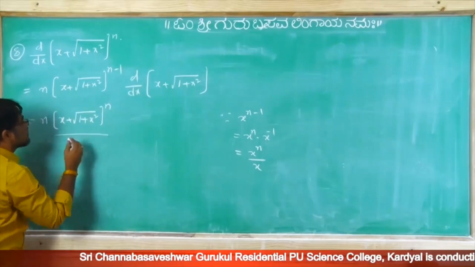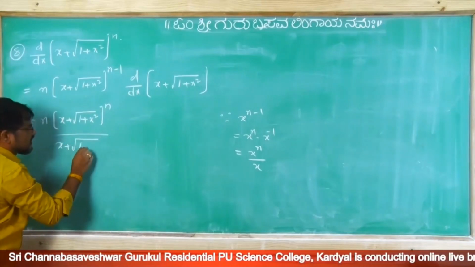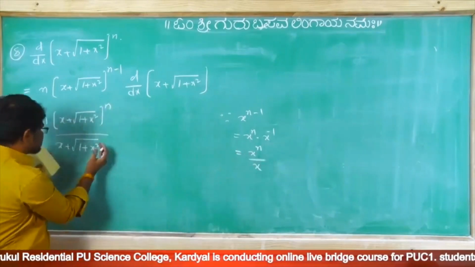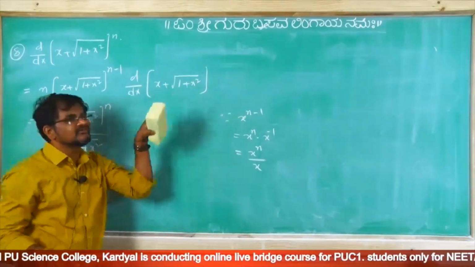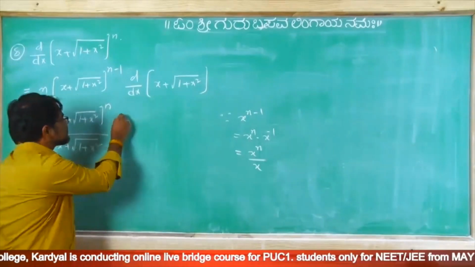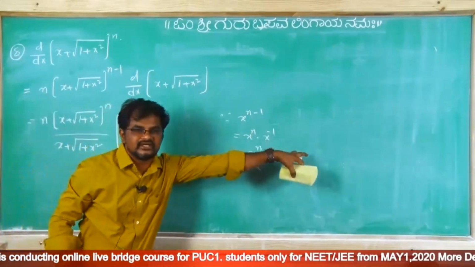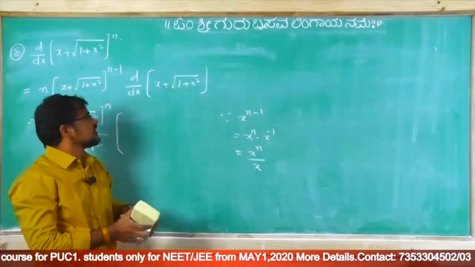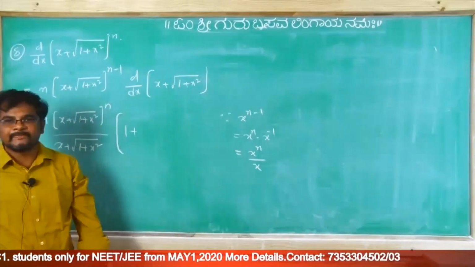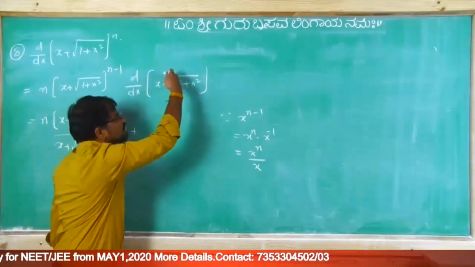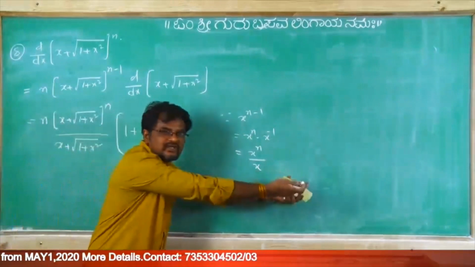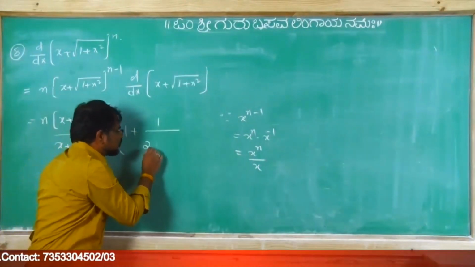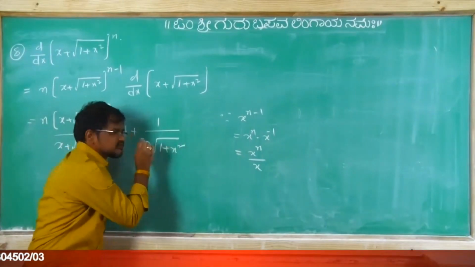Now that one you can write as x plus root of 1 plus x square. Here only x is there, here this part is there. Now into the differentiation of this one we have to do. How to do the differentiation for this one? The previous one we did was x plus root of x square plus a square. In place of a square, 1 is there. Now the differentiation of x is 1. The differentiation of root x form is the same as the previous one. The differentiation of root x is 1 by 2 root of 1 plus x square.